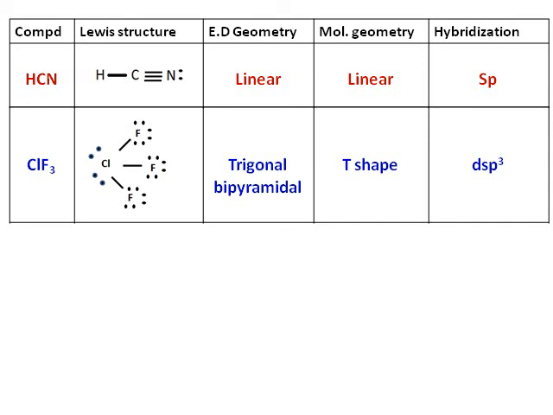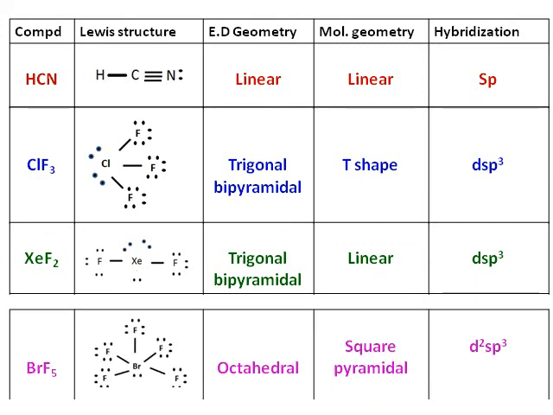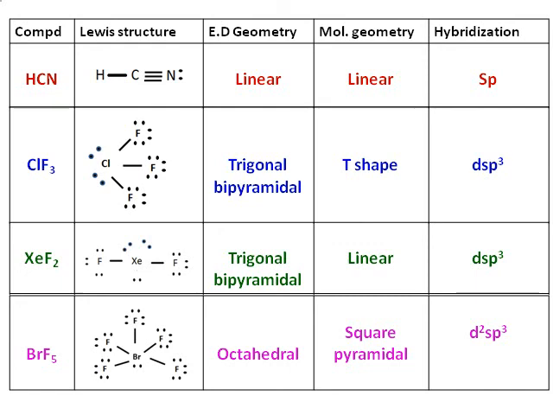You need to memorize all these. XeF2, it's trigonal bipyramidal based on the Lewis structure, and the shape is linear, and the hybridization is again dsp3. One more example, BrF5, with 1 lone pair and 5 bonds, it has an octahedral structure, and hence the hybridization is d2sp3, and the molecular geometry is square pyramidal.